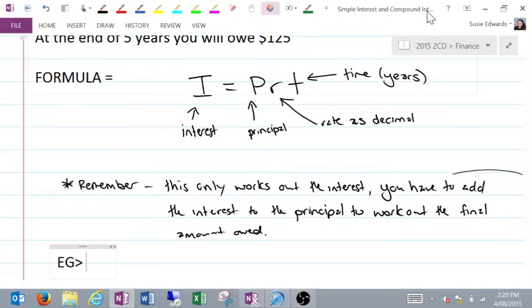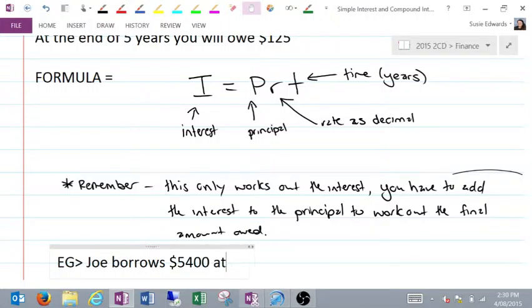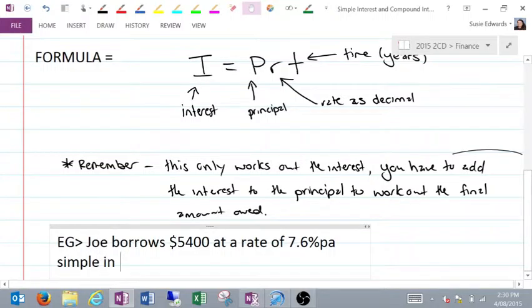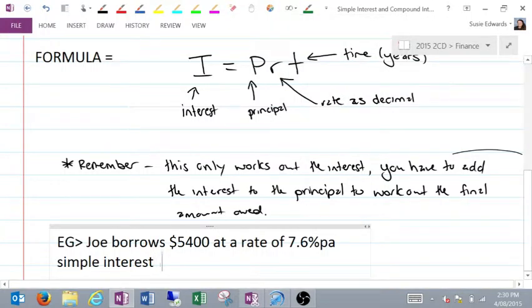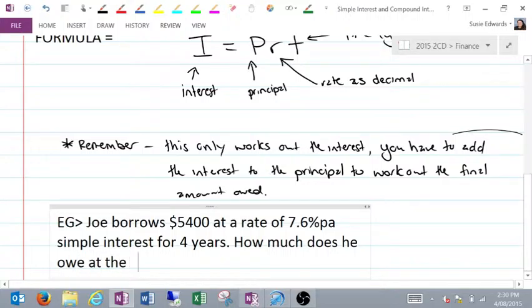Who wants to borrow some money? Joe. Okay, Joe borrows $5,400 at a rate of 7.6% per annum. Simple interest. You'll notice that we always say simple interest here. Later on we'll say compound interest. So you need to look for that in the question. Okay. For 4 years, how much does he owe at the end of 4 years?